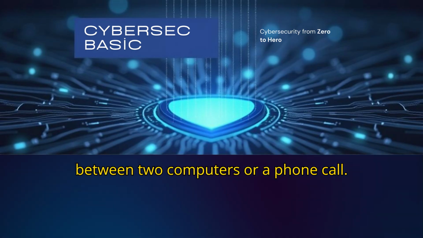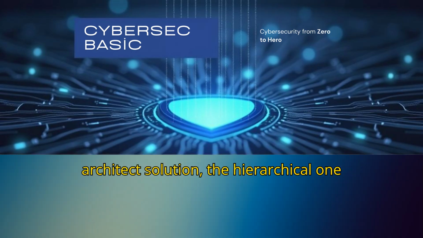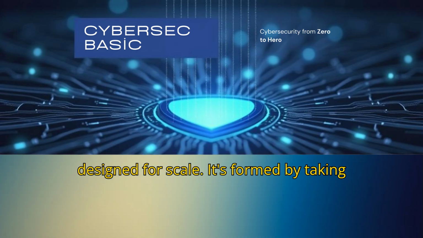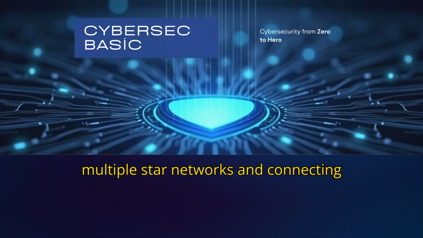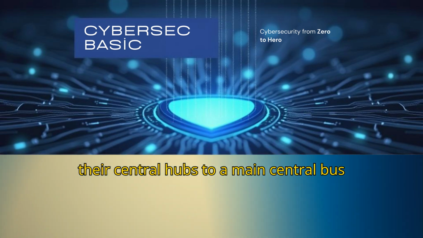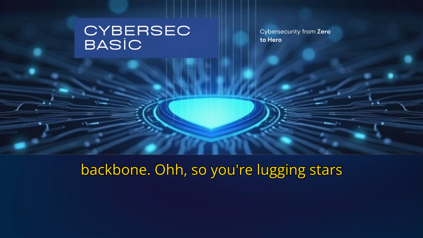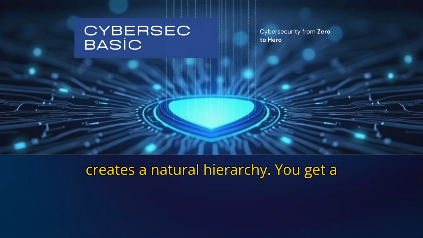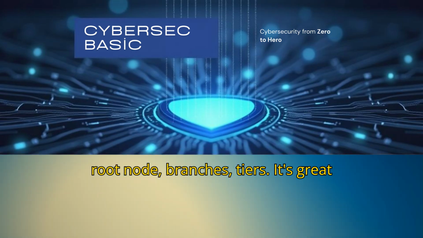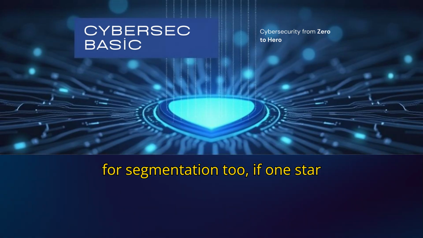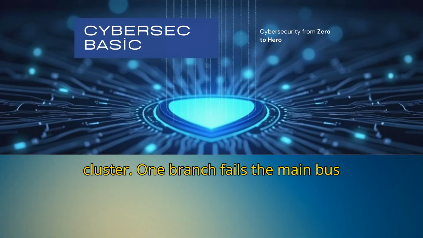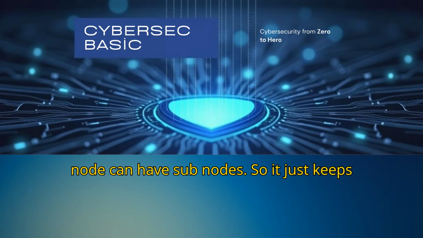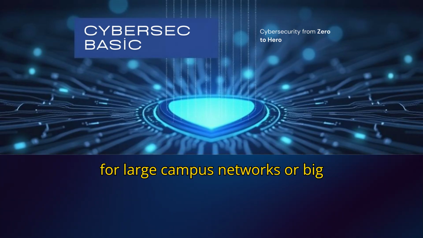Perfect examples. And finally, the architect solution, the hierarchical one, tree topology. The hybrid. It's a hybrid designed for scale. It's formed by taking multiple star networks and connecting their central hubs to a main central bus backbone. Oh, so you're plugging stars into a bus. You are. And that immediately creates a natural hierarchy. You get a root node, branches, tiers. It's great for segmentation, too. If one star cluster, one branch, fails, the main bus and the other branches are fine. And each node can have subnodes, so it just keeps growing. Exactly. It's why it's so common for large campus networks or big corporate structures.